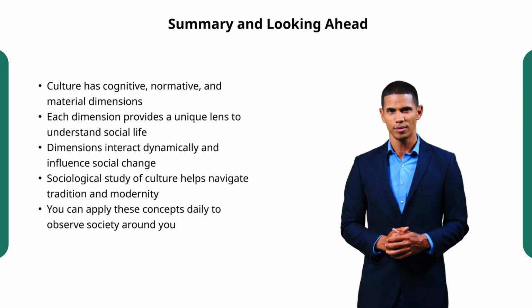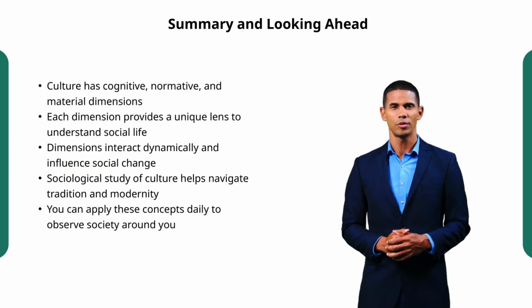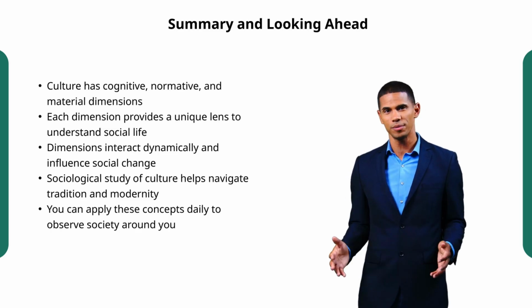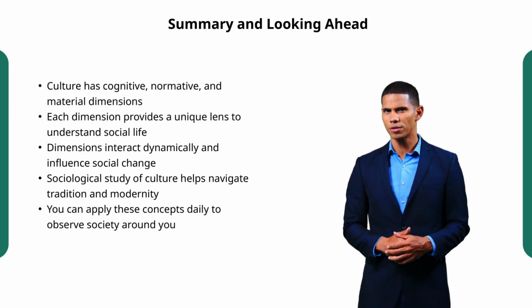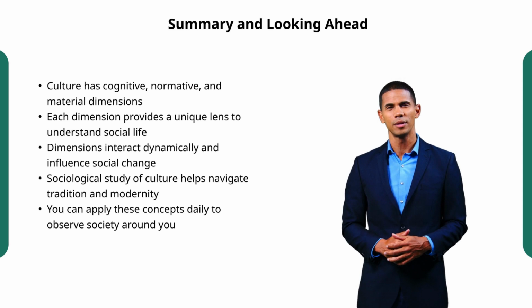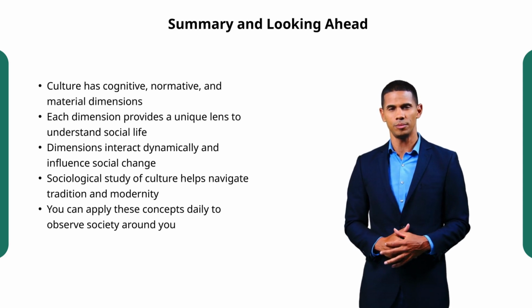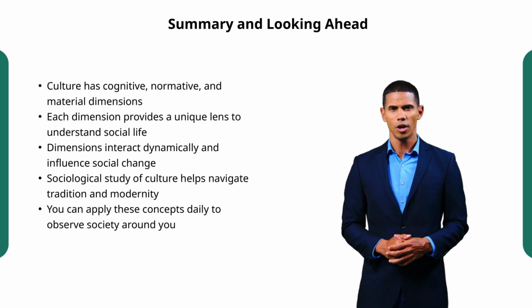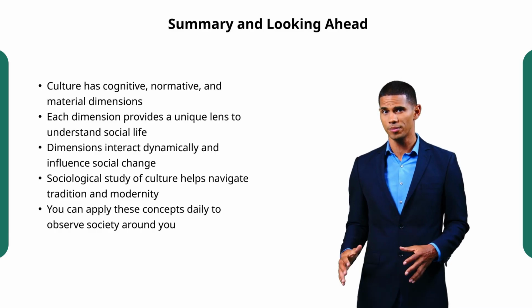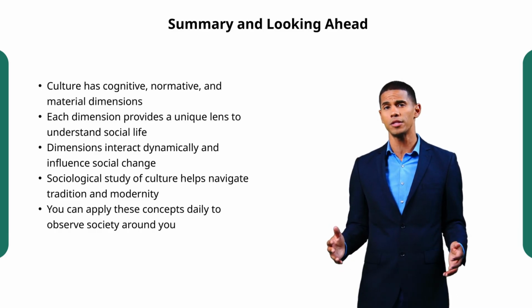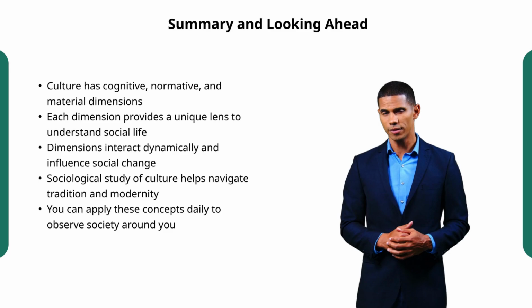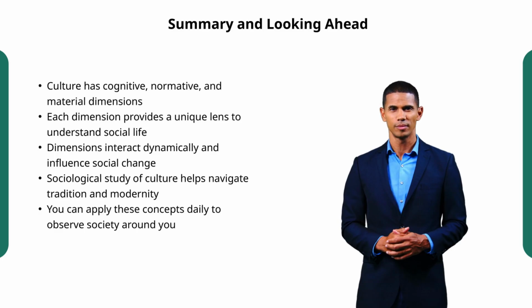To sum up, culture is not just one thing but a blend of cognitive processes, social rules, and material creations. Each dimension offers powerful insights into how people understand the world, behave, and build their environment. Remember, these dimensions interact constantly, shaping how societies change and adapt. The pace of material advances can challenge norms leading to culture lag, while cognition evolves with technologies and education.